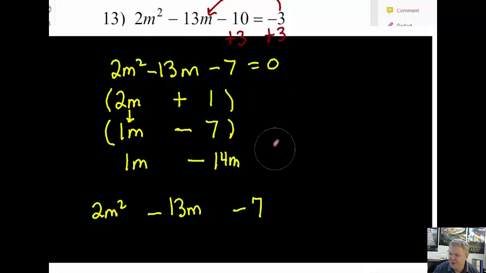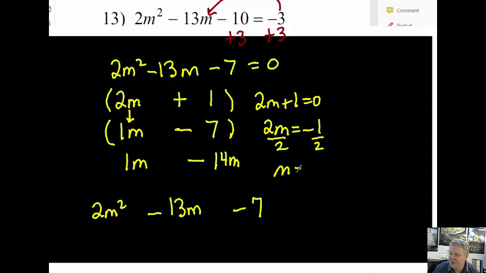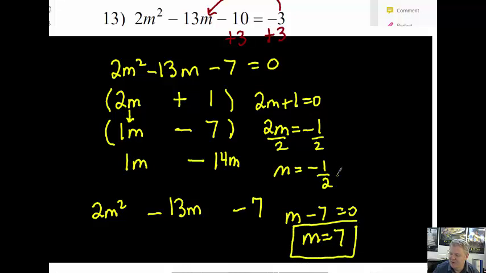If I take both of them and set them both equal to 0 now, 2m plus 1 equals 0. Subtract the 1 from both sides. So 2m equals -1. Divide both by 2, and we get m equals -1/2. And the other, m minus 7 equals 0, and m equals 7. So that would be my 2 intercepts or 2 roots.